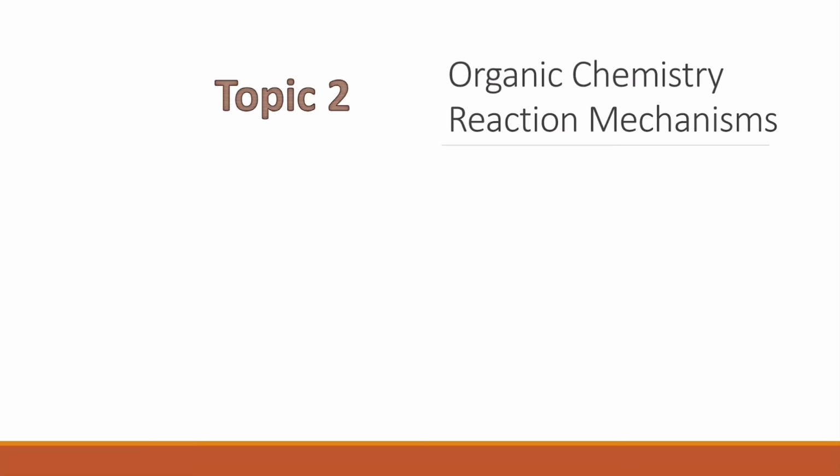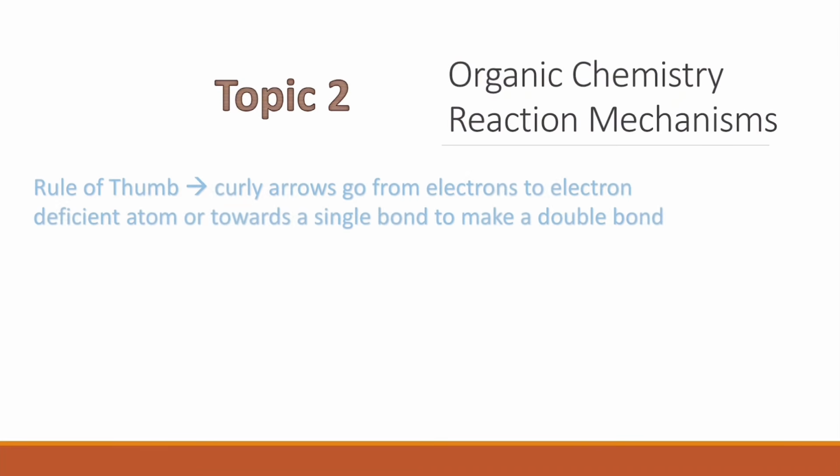Organic chemistry reaction mechanisms, a lot of mechanisms in your exam. The rule of thumb when you draw the mechanism: remember that the curly arrows will always go from the electrons to an electron deficient atom, or towards a single bond to make a double bond. So it shows the movement of electrons. You have to draw the electrons except for the double bond. So when you have a double bond, you don't draw a lone pair of electrons.